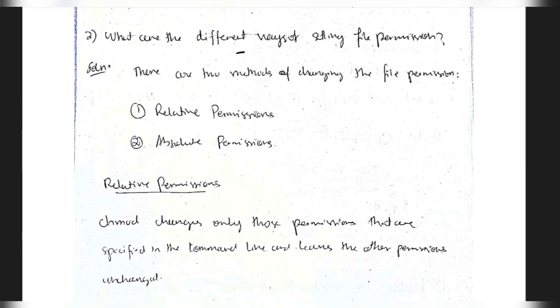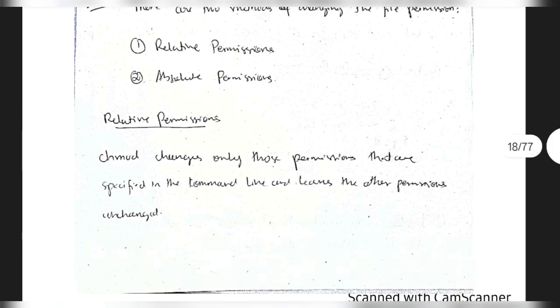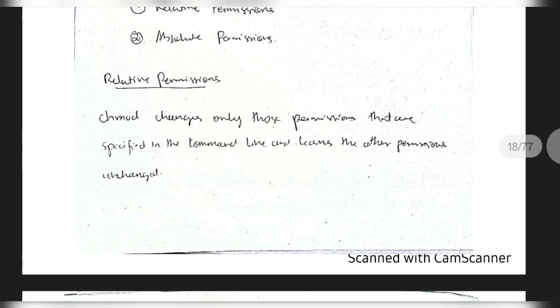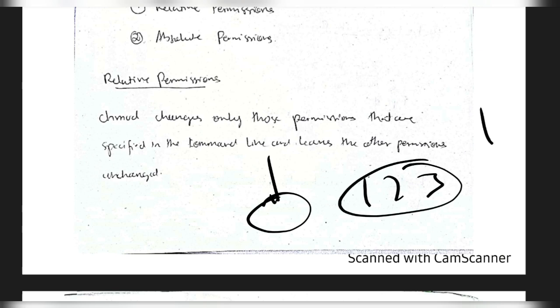And what are the different ways of setting the file permission? There are 2 ways, relative and absolute. Okay, relative means we'll be changing the file permissions based on what is currently there. For example, if the file permission is 1 to 3, if you want to change 1 to, we'll just remove 3. Okay, like that we'll write.